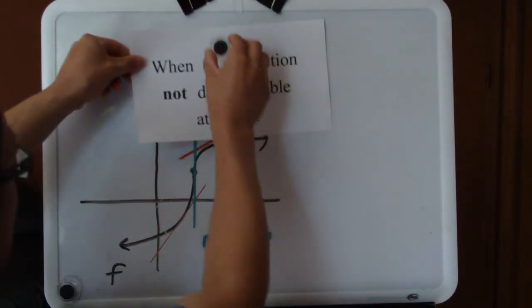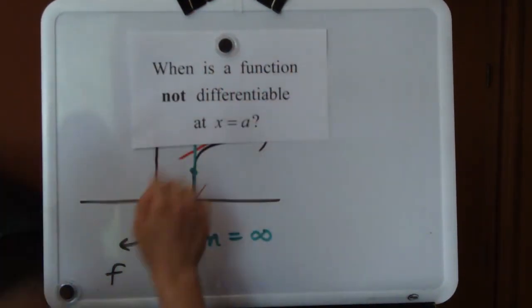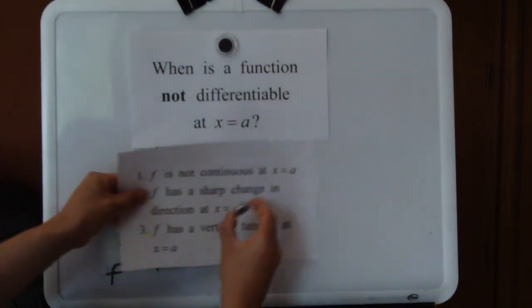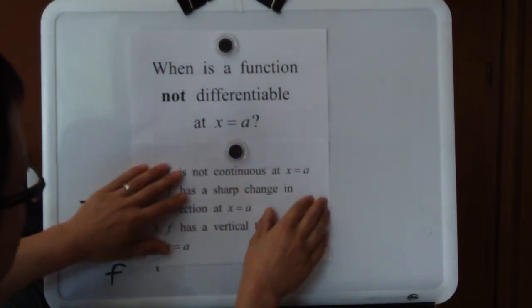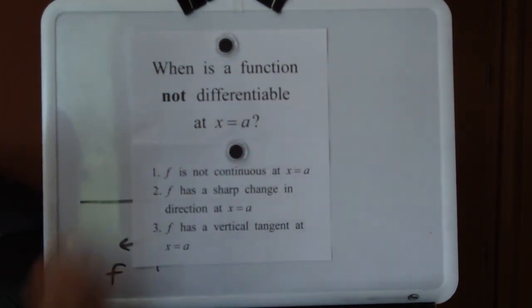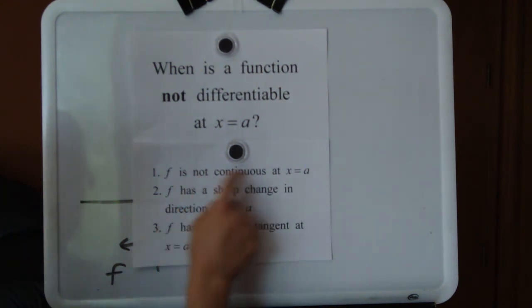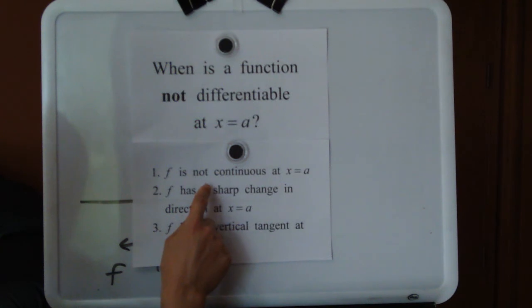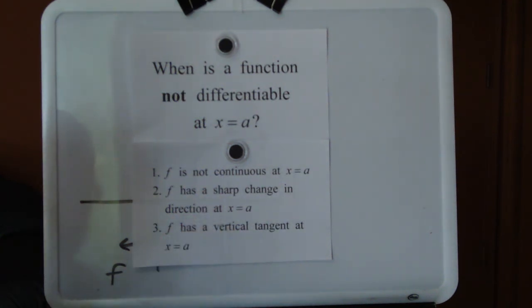So finally, the last thing here is if you address this question, when is a function not differentiable at a point, you can summarize it by the three conditions that we just talked about right here. So a function is not differentiable if it's not continuous at that point. That's certainly a condition. It might have a sharp change in direction or a cusp at that point. And finally, it might have a vertical tangent, just as we saw in the graph.